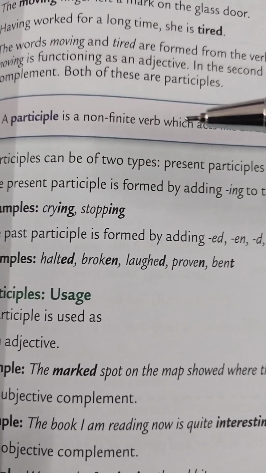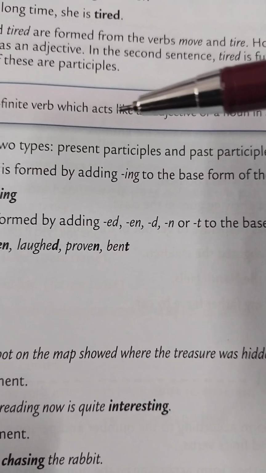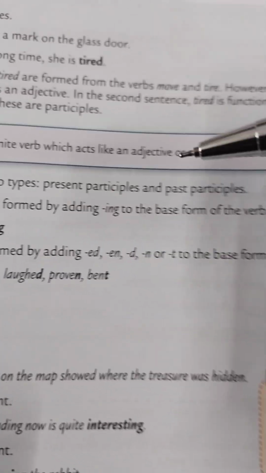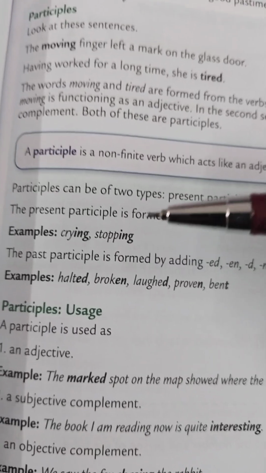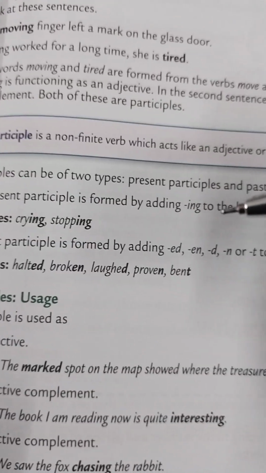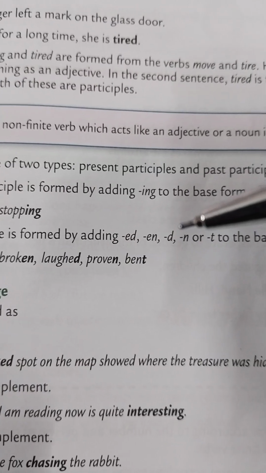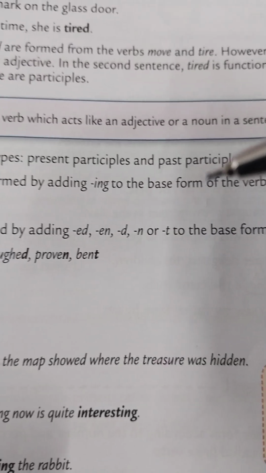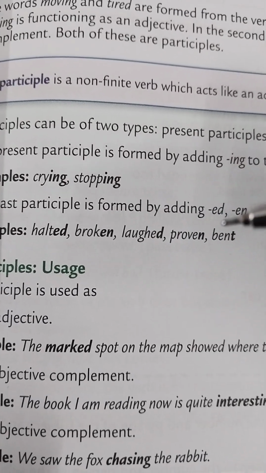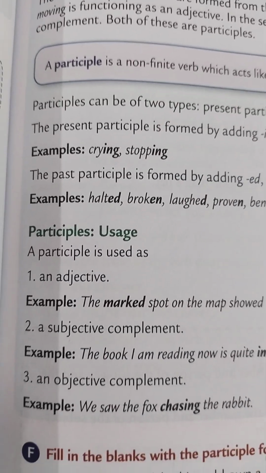Now children, participles are of two types. One is present participle and the other is past participle. Now what are present participles? They are formed by adding ing to the base form of the verb, like crying, stopping, etc. And past participles, children, are formed by adding ed, en, d, n or t to the base form of the verb. Example, halted, broken, laughed, proven, bent, etc.